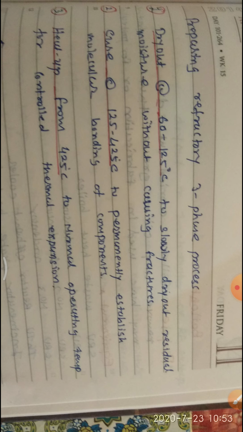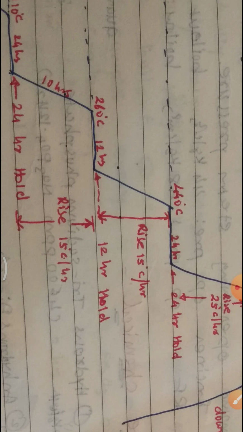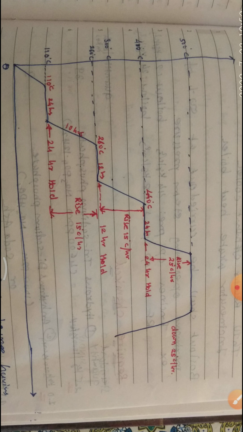After the 24-hour hold finishes, raise the temperature of the burners at a rate of 15 degrees centigrade per hour. When the temperature reaches 260 degrees centigrade, again hold for 12 hours. While increasing the temperature, steam drum pressure increases. So gradually close the vent valve of the waste heat boiler and maintain the pressure.